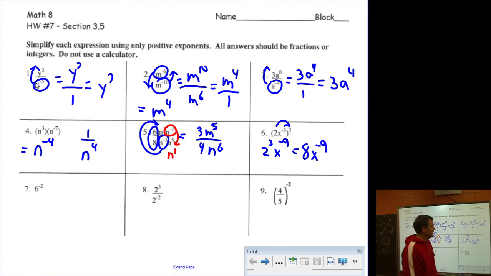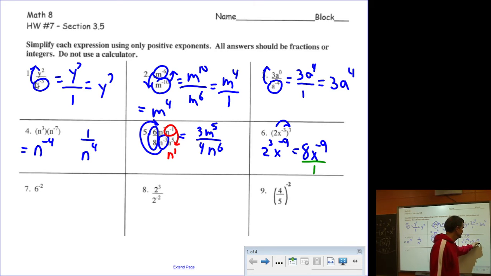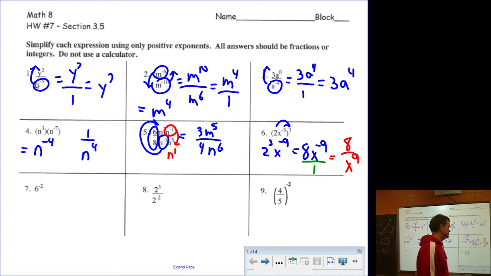And now, of course, I need to take care of that negative exponent. You know, one way to think about that would be, ooh, this is a fraction, by putting it over 1. And the negative 9 needs to move to the bottom. And that turns it positive. So my final result is 8 over x to the 9th.